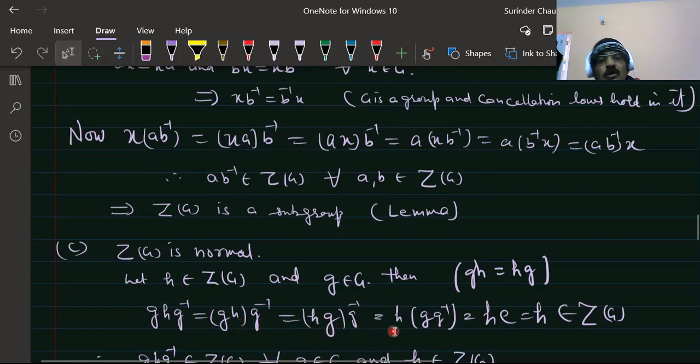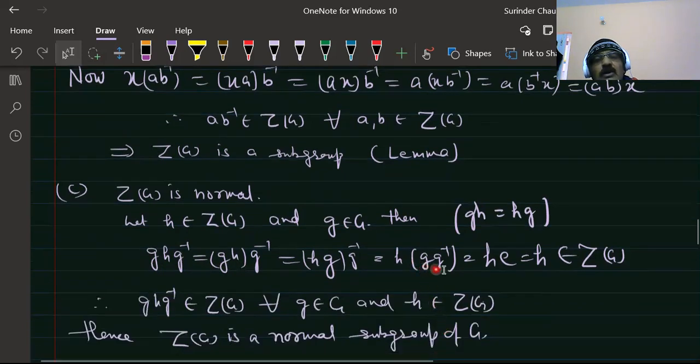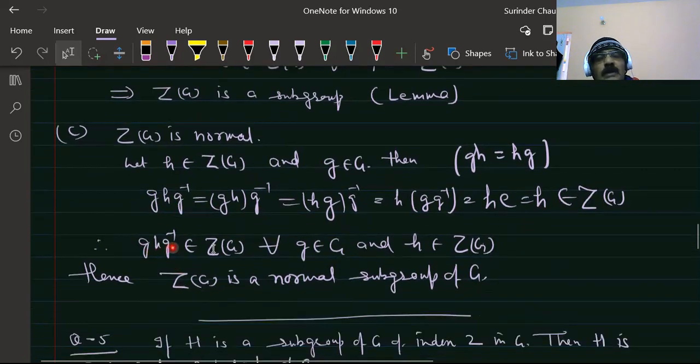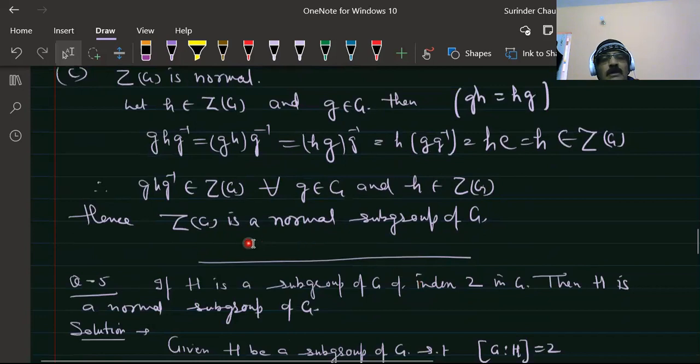So g g inverse is equal to e. So h into e is equal to h, which is an element of Z(G). This implies g h g inverse is equal to h, which belongs to Z(G). So g h g inverse belongs to Z(G) for all g belonging to G and h belonging to Z(G), and this is normal. Z(G) is normal. Next problem.